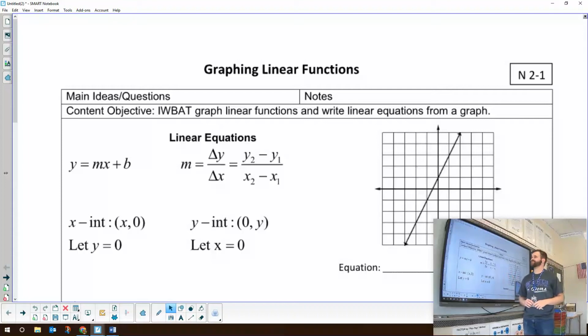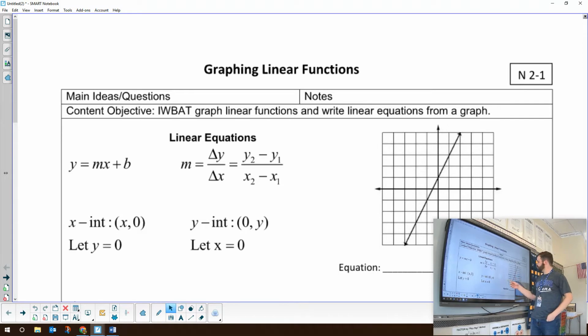Hey guys, today we are starting our new unit. This unit's all about graphing. So we're going to be graphing linear functions, we're going to be graphing linear inequalities, and we're also going to be graphing some absolute value equations, okay?